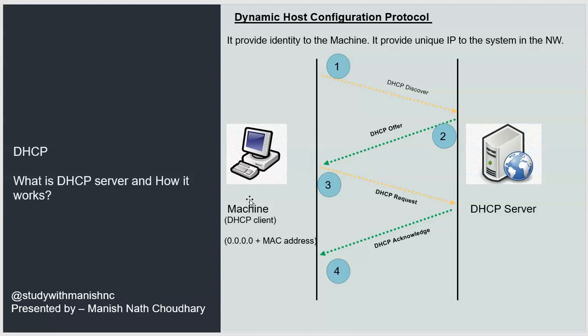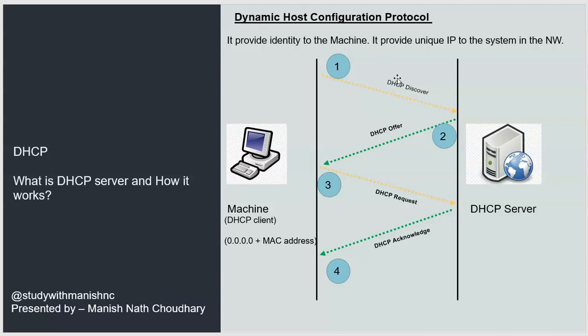Initially, that machine doesn't have an IP address, so it has only a MAC address. A MAC address is a unique address for every device; in the world, every device has a unique MAC address. So whenever any machine connects to the network, it has a 0.0.0.0 address with the MAC address, and it broadcasts to all the devices. That request is called DHCP discover, and it broadcasts to every machine in the network.